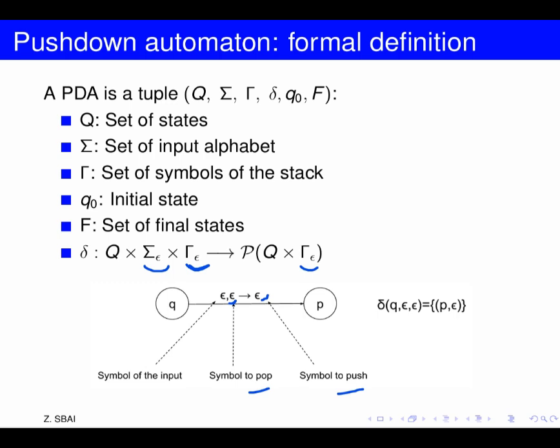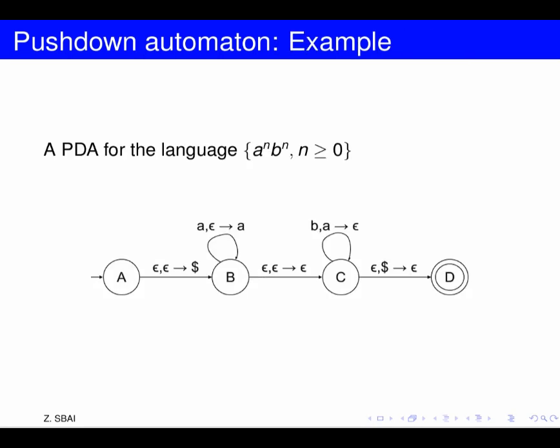Now let's use this definition to draw a pushdown automaton for the language A to the N, B to the N. So if we want to recognize the set of strings in the form A to the N, B to the N, we will use the stack as we've seen before. We will split the string into 2 parts. For example, here if we have 4 A's followed by 4 B's, the idea is to split this into 2 parts.